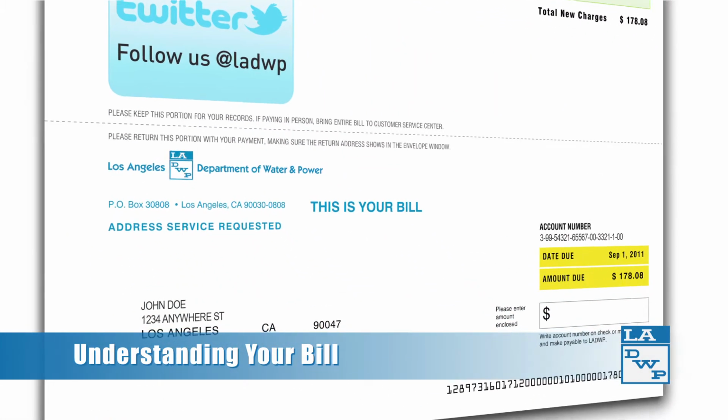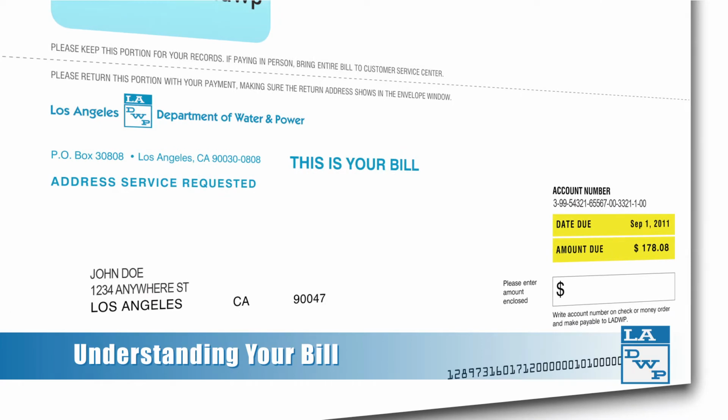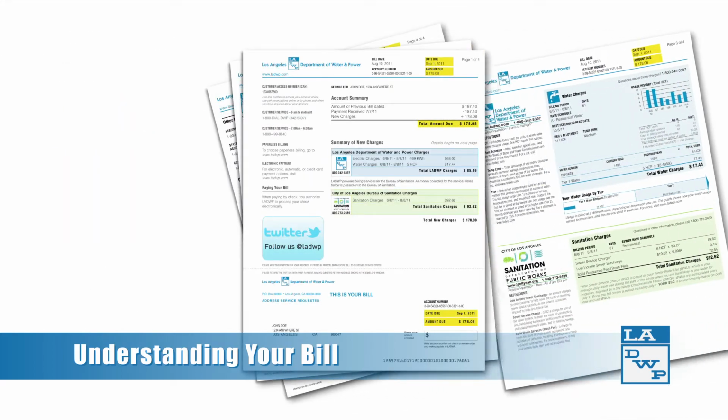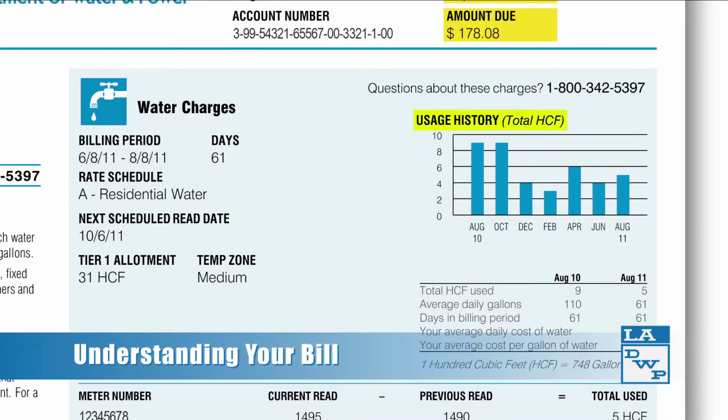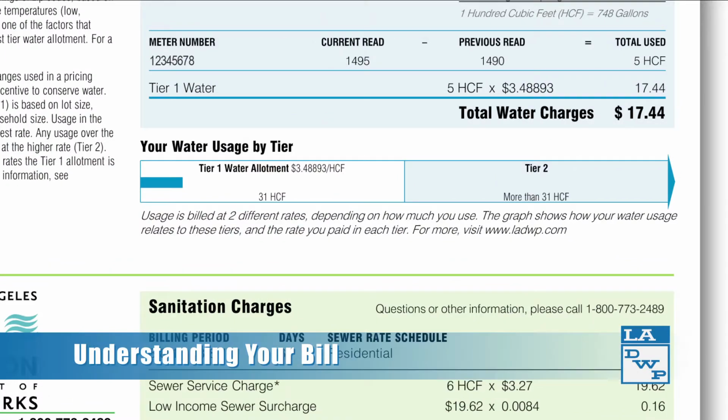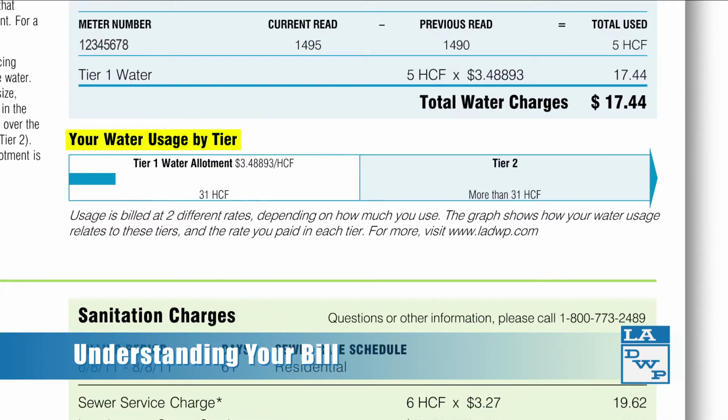No more sifting through the pages of your bill to find the due date and total amount due. We've moved the payment stub up front on the first page. To help you better track your water and power use, the new bill also includes charts that detail your usage history over the past year. Check here to track your water and power consumption by tier so you can keep your usage within your allotment.